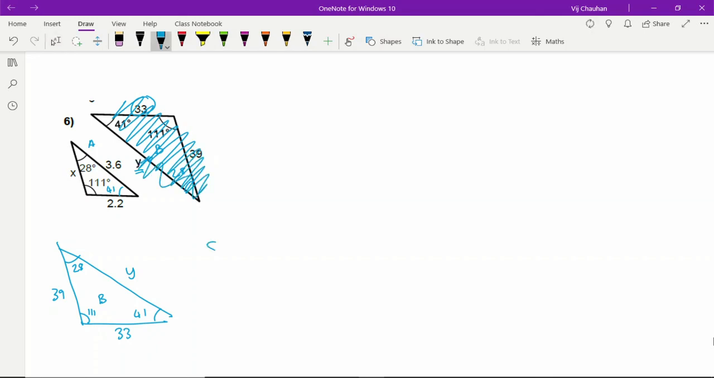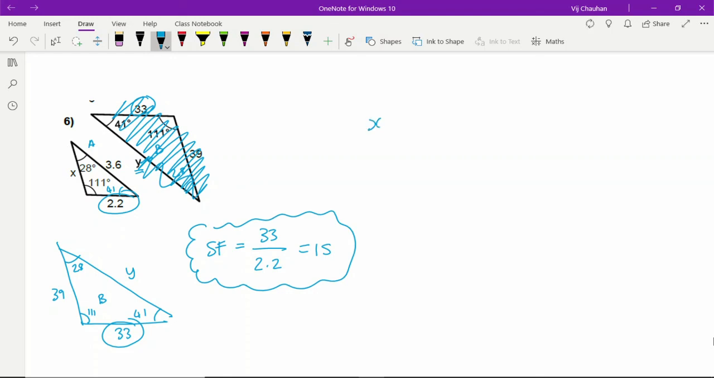So to work out the scale factor, again I need to find out which sides I've got both numbers for. Well, it's going to be those two sides here. So the scale factor is going to be 33 divided by 2.2, and if I type that into my calculator, I get an answer of 15. So basically triangle B is 15 times the size of triangle A.